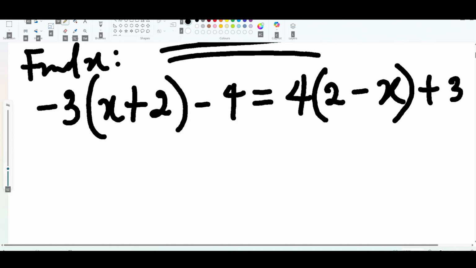Okay, so looking at this example, we'll see that this particular equation contains brackets. You can see there are brackets on the left hand side and there are brackets on the right hand side.